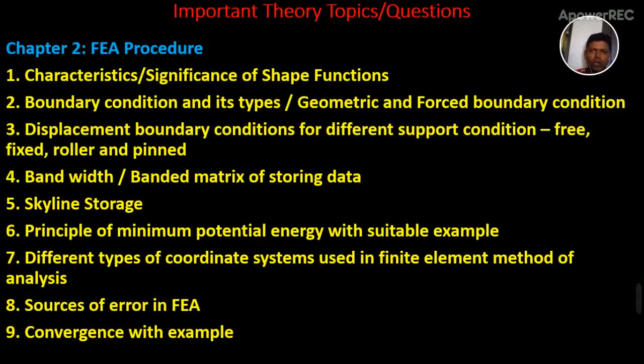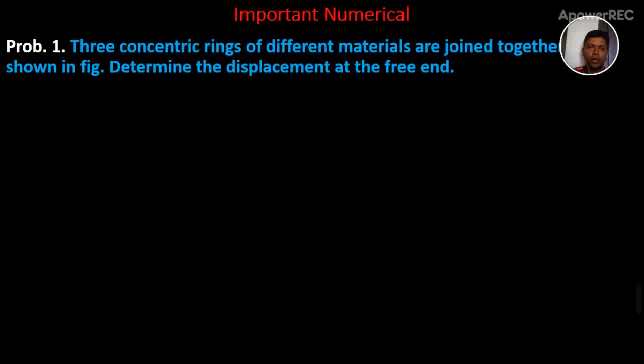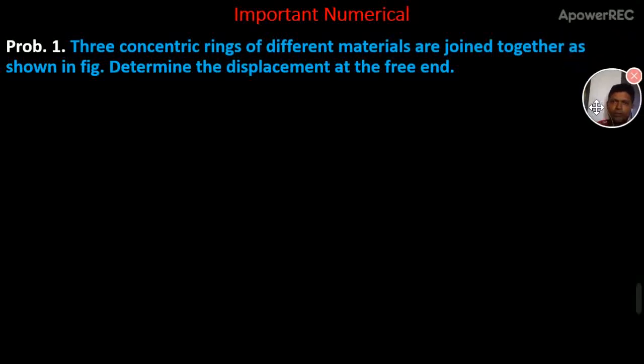So now we will go to the numerical part. Okay, so important numericals from chapter number 2. Three concentric rings. So here I have taken up the question. Okay, so three concentric rings of different materials are joined together as shown in figure. We have to determine the displacement at free end.